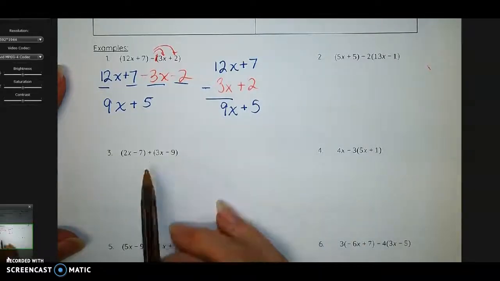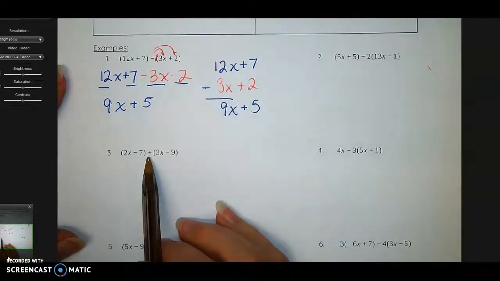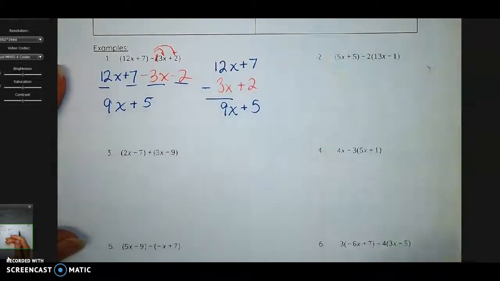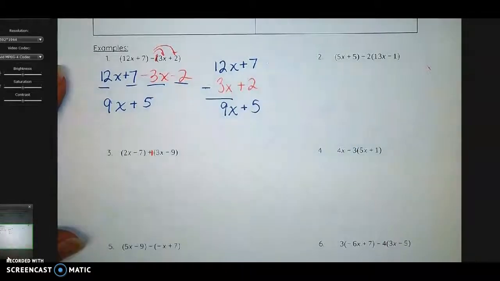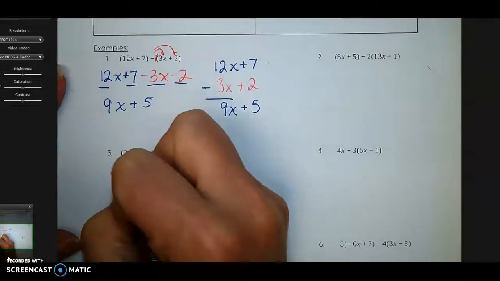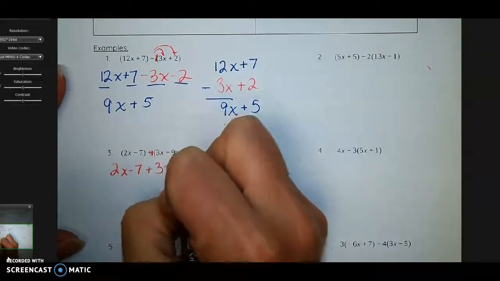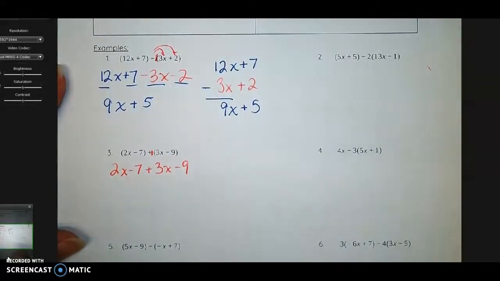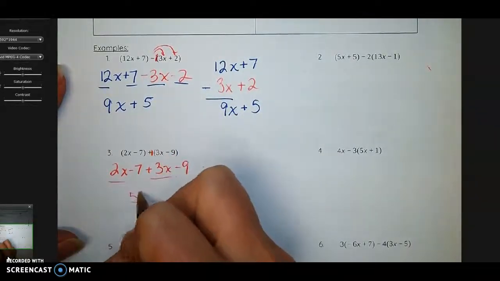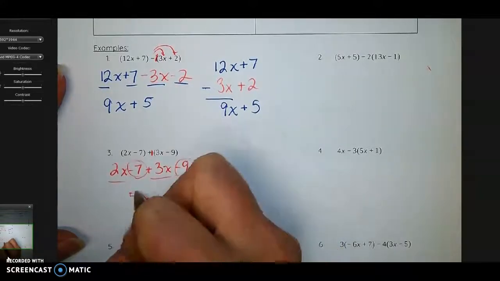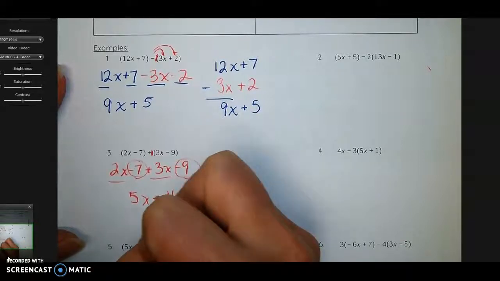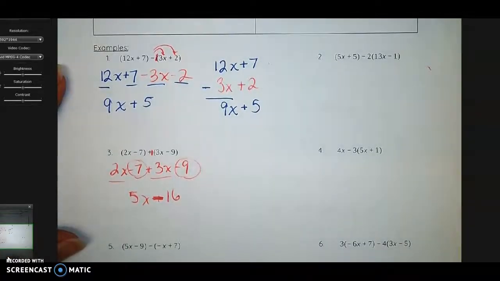If there's a plus sign, sounds really weird, but I'm literally just getting rid of the parentheses and combining like terms because I'm distributing a +1, and multiplying by +1 doesn't do anything. The numbers stay exactly the same as they were. So when I combine like terms here, I get 5x minus 16.